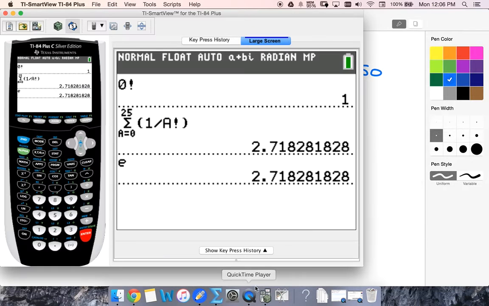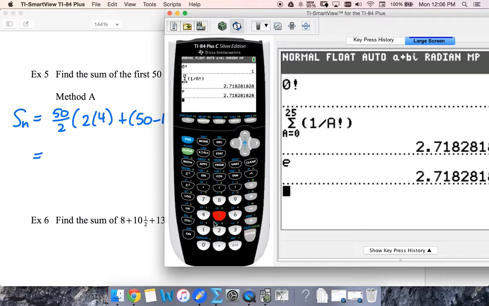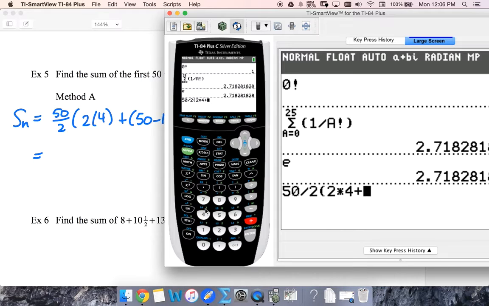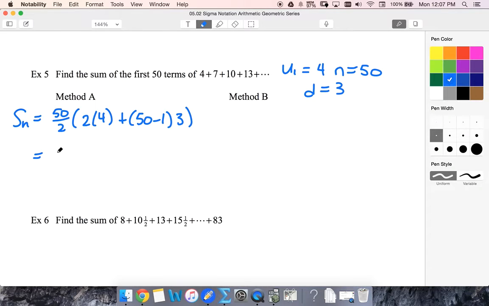Putting that in my calculator, I've got 50 divided by 2, 2 times 4 plus 49 times 3, and we end up with 3,875. In this other method, I have to figure out what my U50 is.